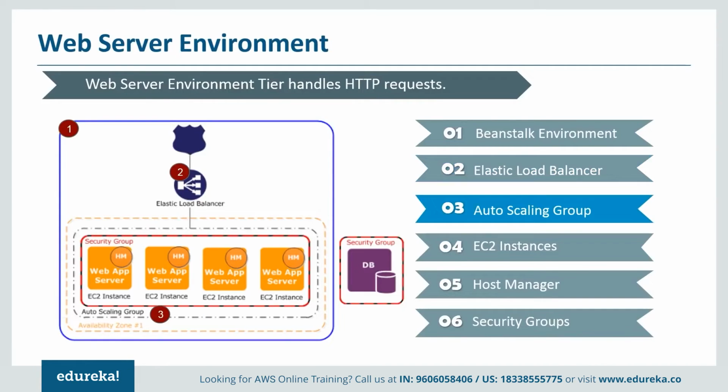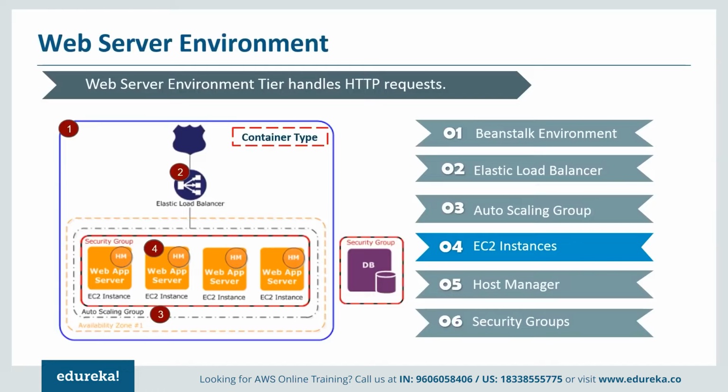Then we have the auto scaling group. If your web server is trying to handle a lot of traffic and it has a scarcity of EC2 instances, then the auto scaling group automatically installs a few EC2 instances. Similarly, if traffic is very low, then it automatically terminates underused EC2 instances.